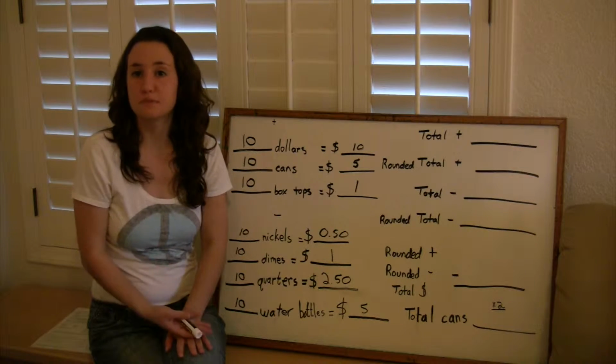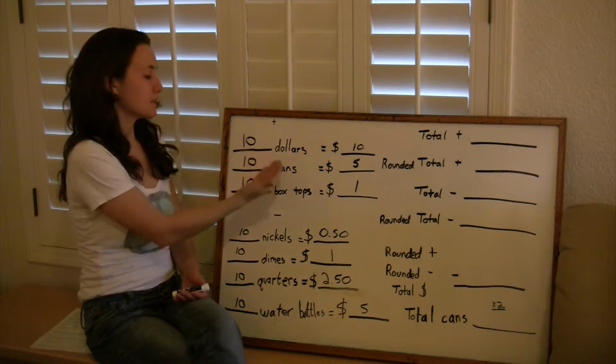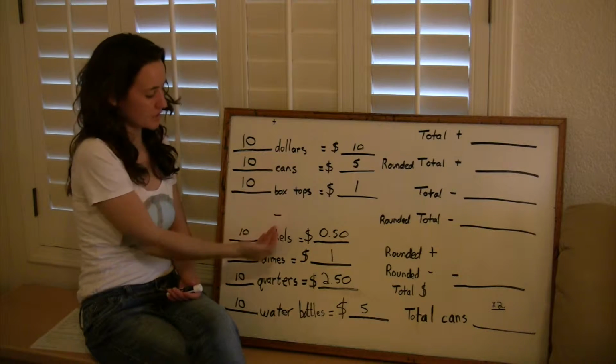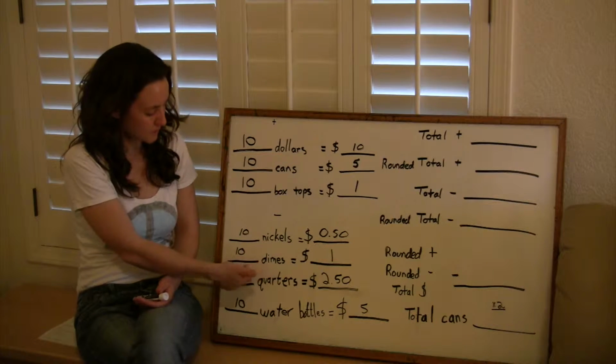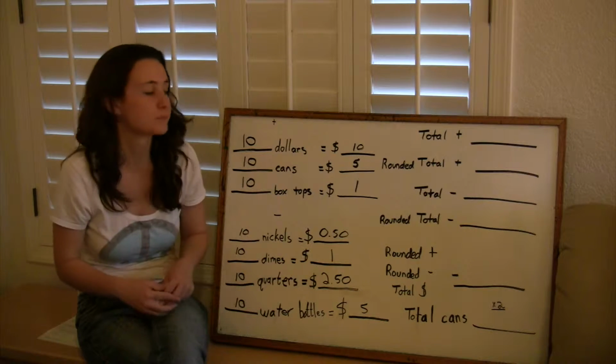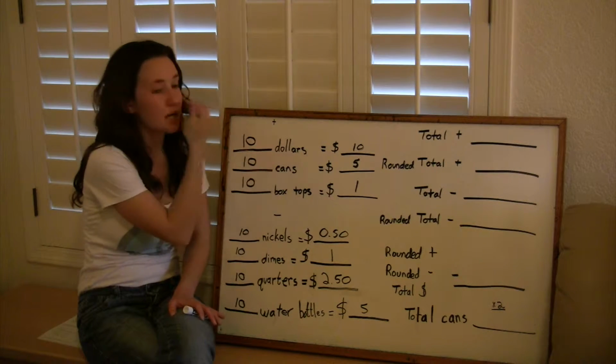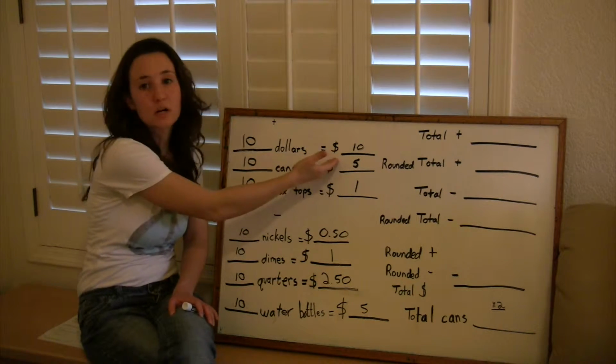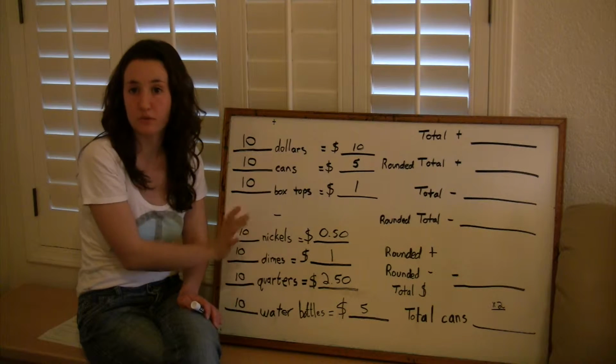Everything will have 10. So that's $10, 10 cans, 10 box tops, 10 nickels, 10 dimes, 10 quarters, and 10 water bottles. So the $10 will convert to $10. We're converting everything to money first.